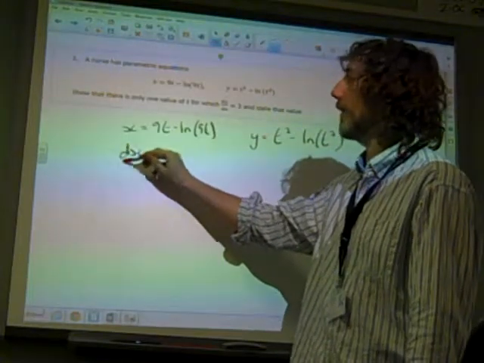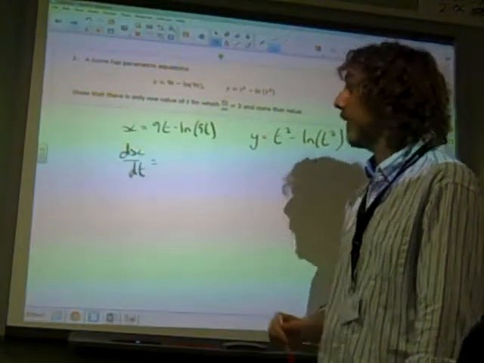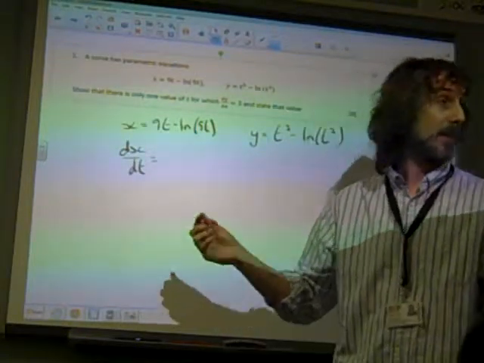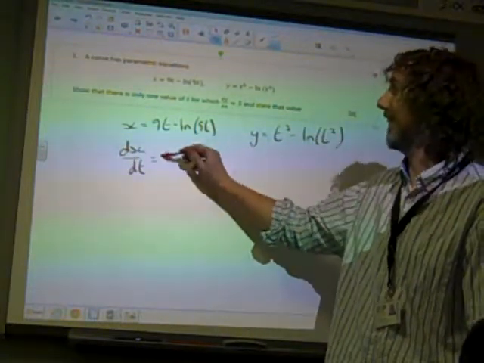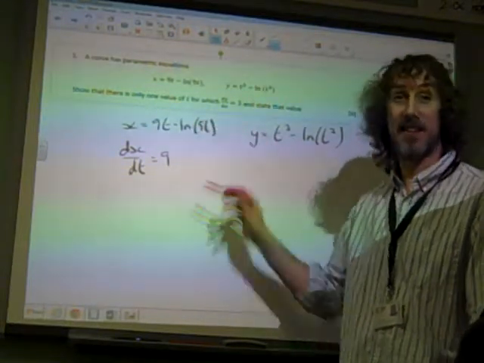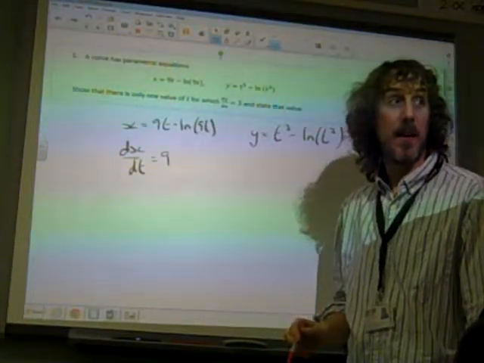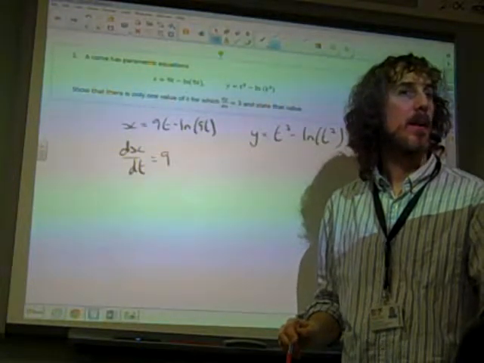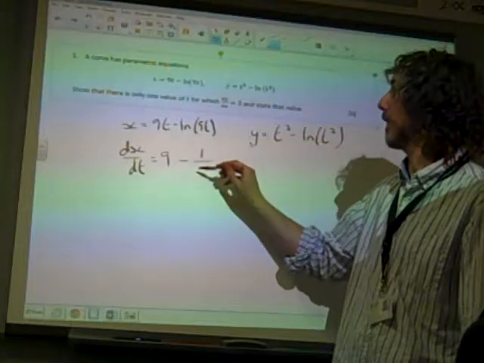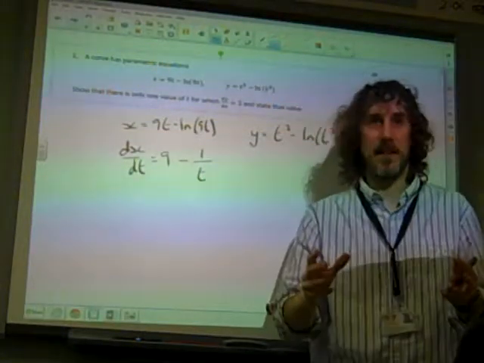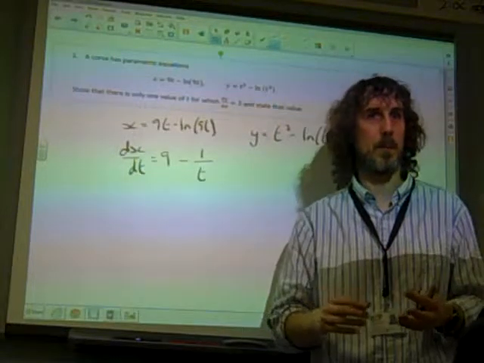Right, so we need to find dx by dt and dy by dt. dx by dt, differentiate 9t and we get 9. Yeah, good. Differentiate 9 ln t, 1 over t. You could, if you want to, think of it as 9 over 9t, but it would still cancel out, wouldn't it?